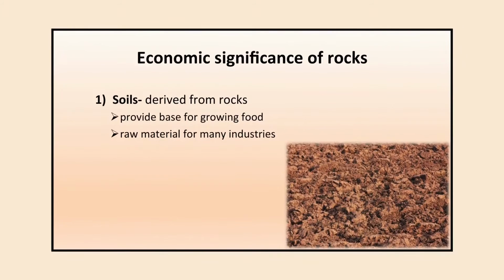So the first and most important significance of rocks is that soils are derived out of them. Soil provides the basis for growing food and crops. So we are directly or indirectly dependent on soil, and it also helps in providing raw material for many industries. So soil provides a base for growing food as well as raw material for various other industries.